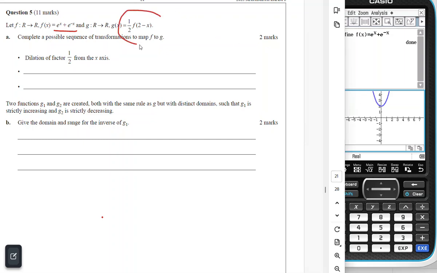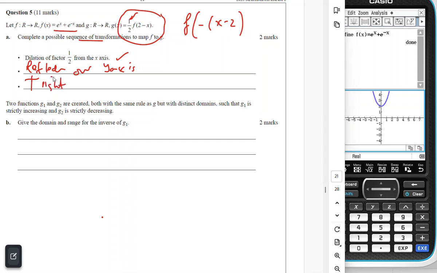So if this is happening, the half is a dilation by a factor of a half from the x-axis. So I'm going to rewrite this as f of minus x minus 2. Therefore, we have a reflection over the y-axis because x became minus x. Then we have a translation right, 2 units.